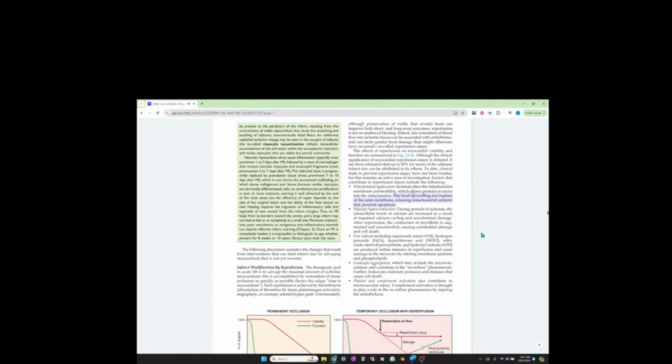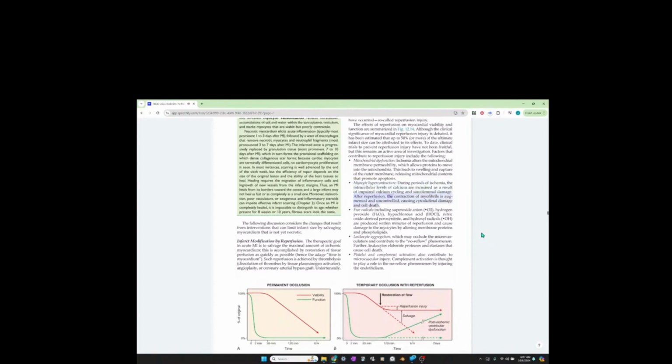Factors that contribute to reperfusion injury include the following. Mitochondrial dysfunction. Ischemia alters the mitochondrial membrane permeability, which allows proteins to move into the mitochondria. This leads to swelling and rupture of the outer membrane, releasing mitochondrial contents that promote apoptosis. Myocyte hypercontraction. During periods of ischemia, the intracellular levels of calcium are increased as a result of impaired calcium cycling and sarcomal damage. After reperfusion, the contraction of myofibrils is augmented and uncontrolled, causing cytoskeletal damage and cell death.